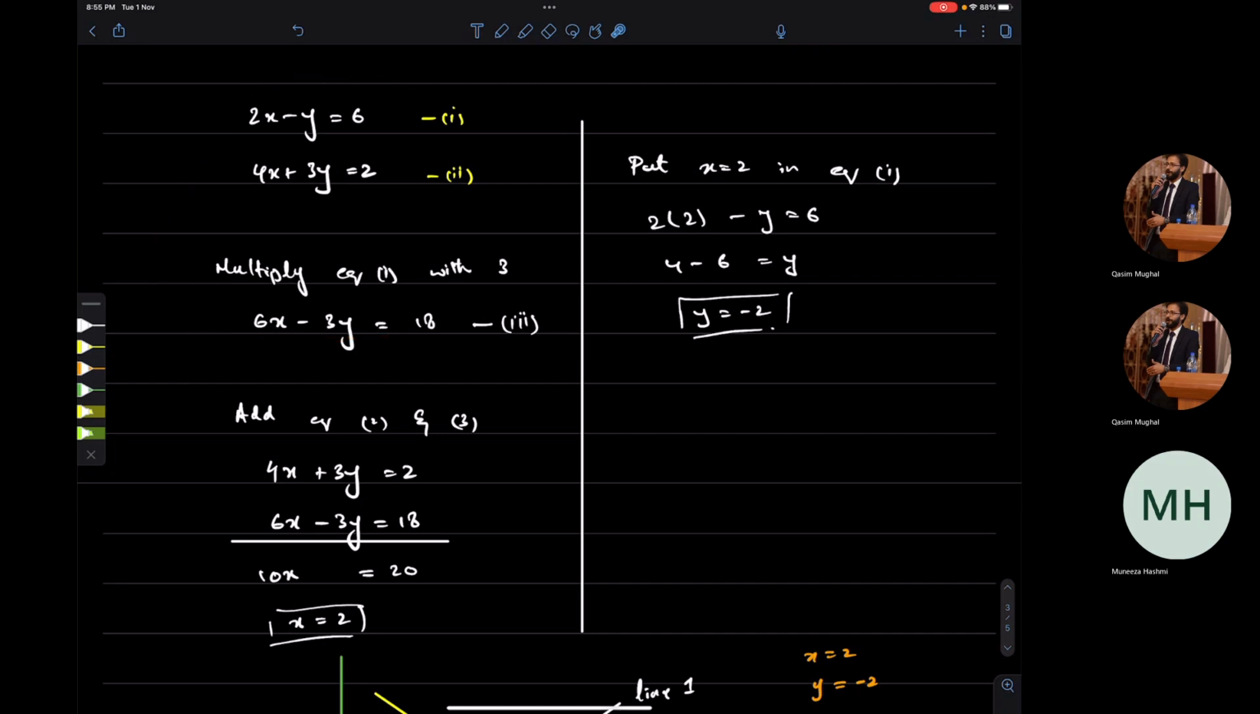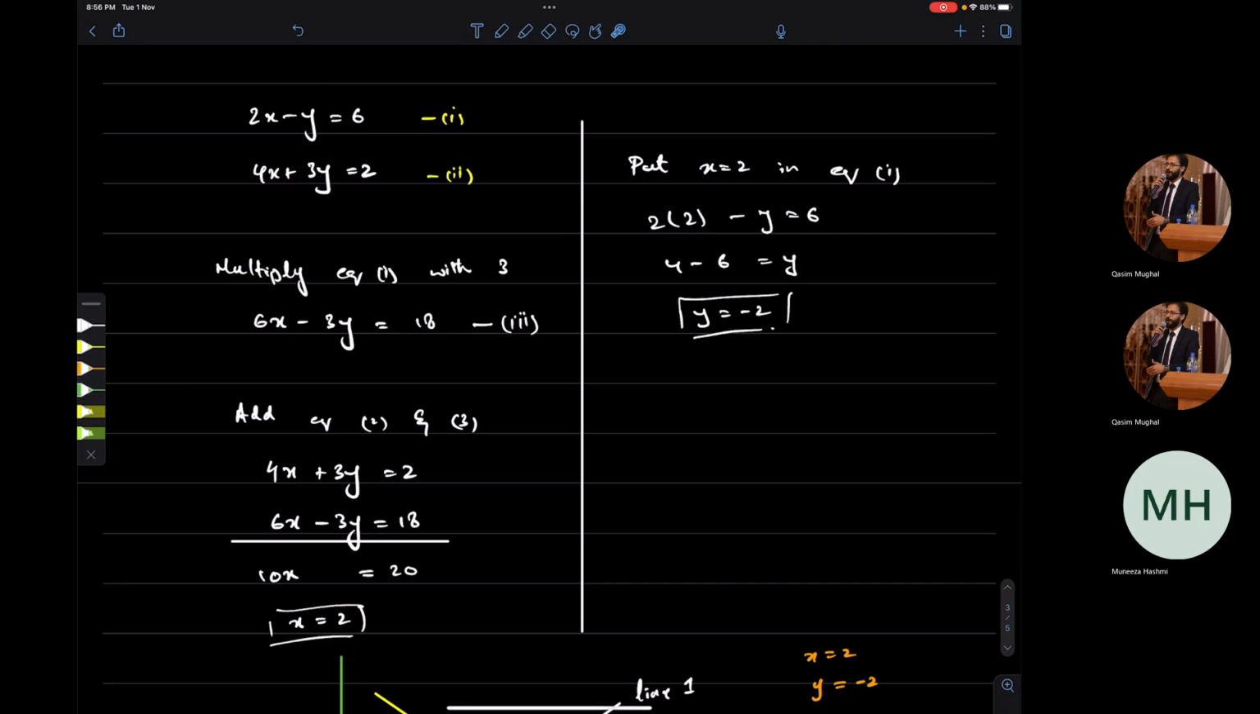So once I have the same coefficient, I'm going to add equation 2 and equation 3. Upon adding them, you can clearly see y got eliminated. This gives us 10x and this gives us 20, and from here x equals 2. Now you can put x equals 2 in any of these equations in order to get the value of y. I substituted x equals 2 in equation 1, and that gave me the value of y as negative 2.